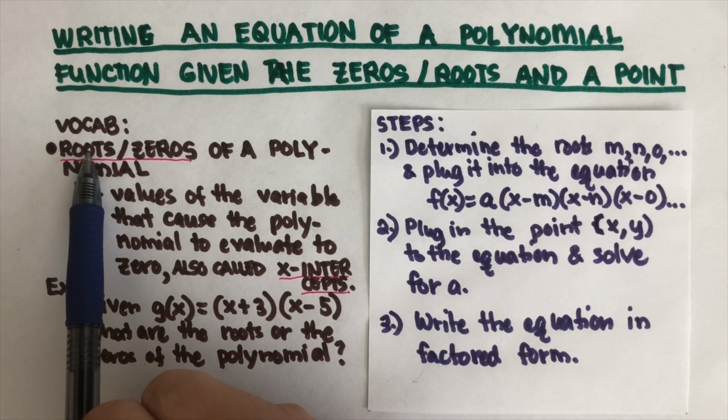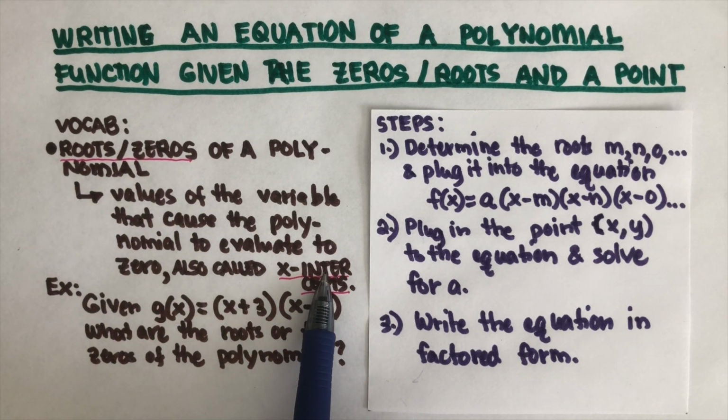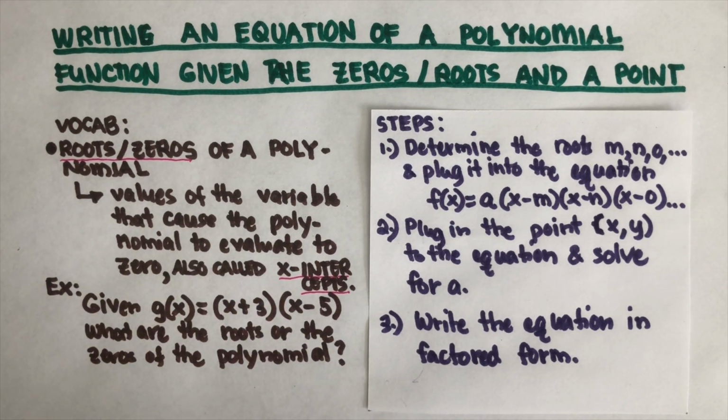First, roots or zeros, which are otherwise called the x-intercepts of a polynomial, are the values that will make the polynomial equal to 0 by using the zero product property. So let's have an example to better picture what this is.